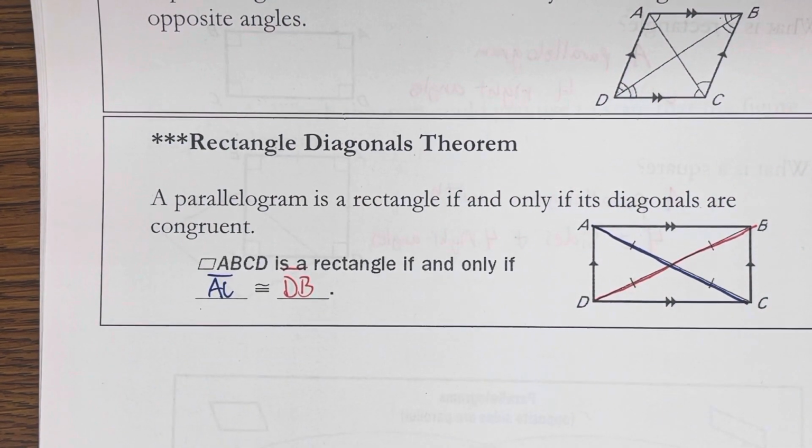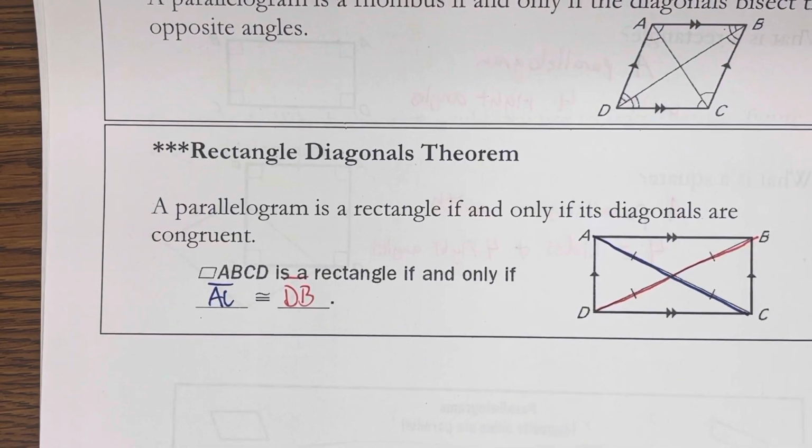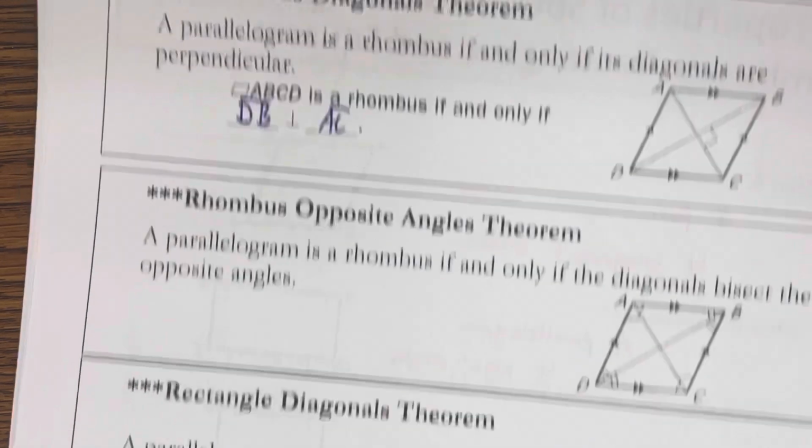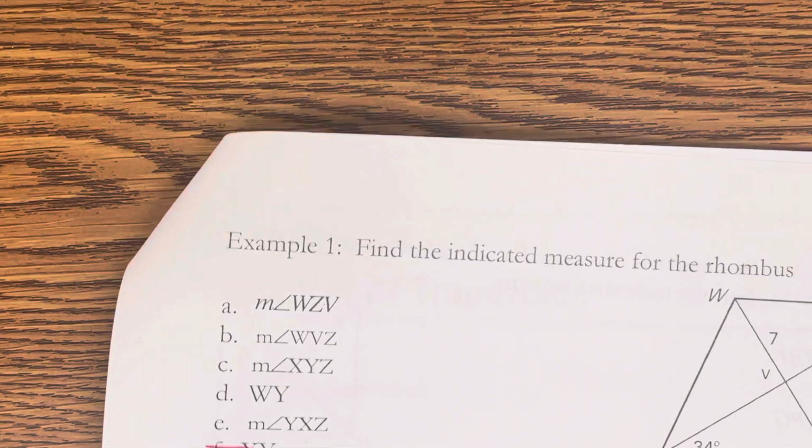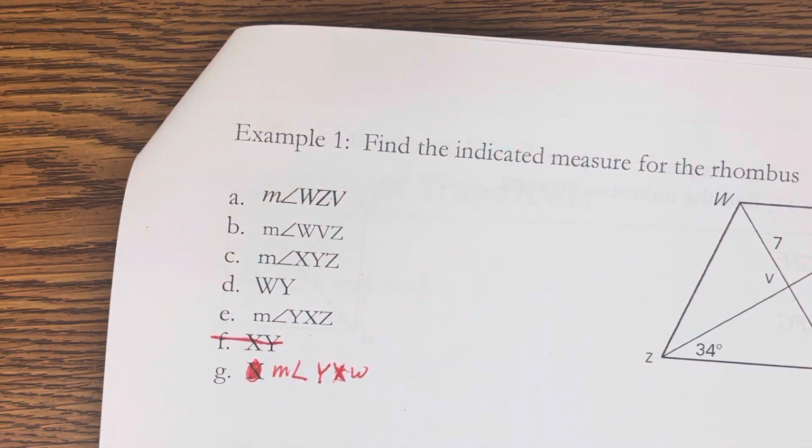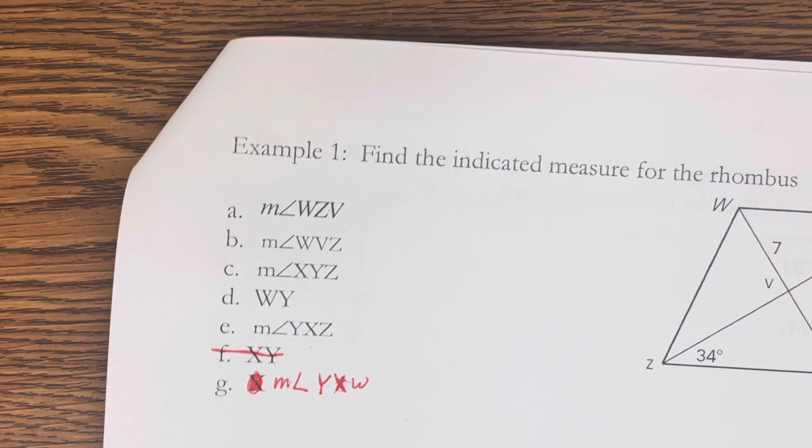Okay, so that's all of our special features for rhombuses, rectangles, and keep in mind the square, because the square will carry all of those features as well because the square is a rhombus and it is a rectangle. So moving on to some example problems.